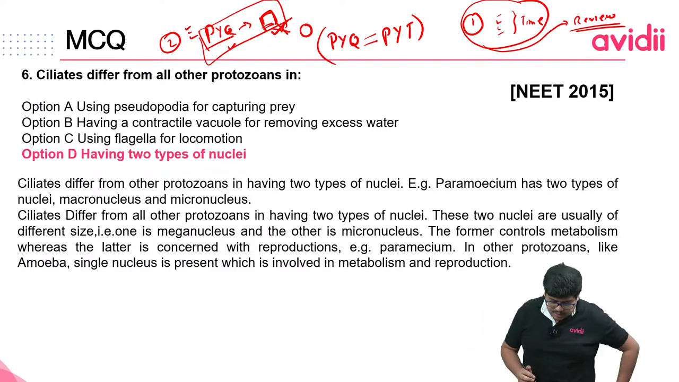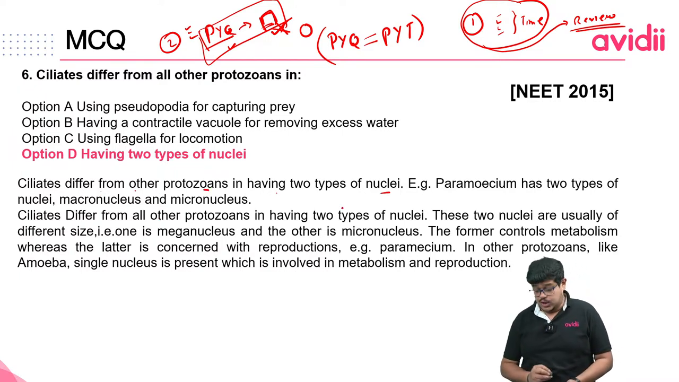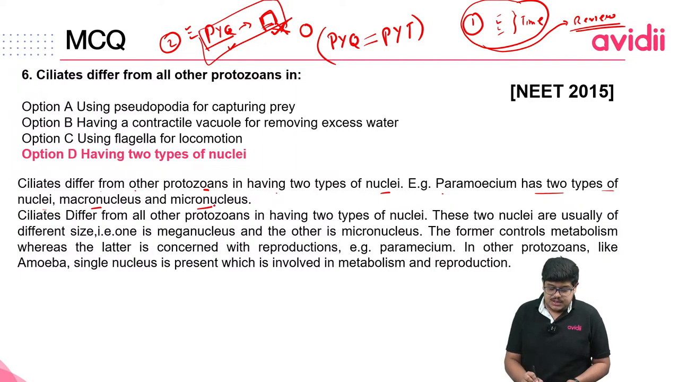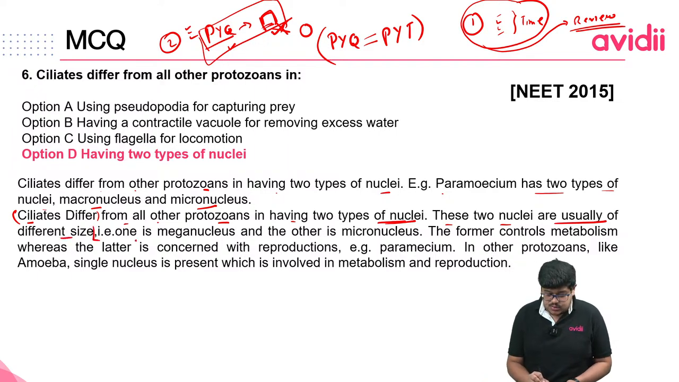Right, so coming to this part, that ciliates differ from other protozoans in having two types of nuclei. Example, paramecium has two types of nuclei, one is macro, one is micro. Okay, you can also write mega and micro, no problem. Ciliates differ from all other protozoans in having two types of nuclei. These two nuclei are usually of different size. That is, one is the meganucleus and the another one is the micro.